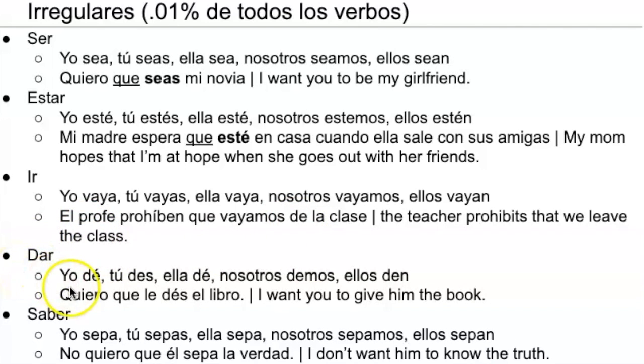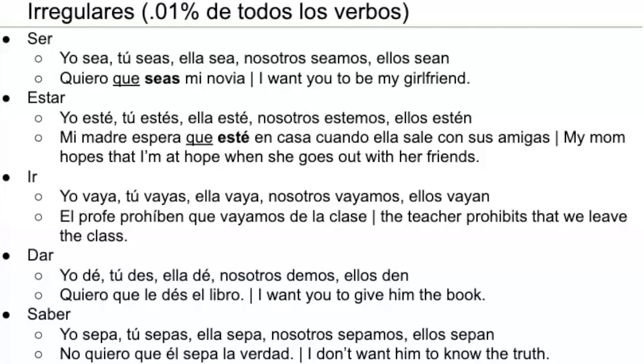Dar, yo des, ella dé, nosotros demos, ellos den. On the yo and then the singular form, there's accents on the e. Quiero que le des el libro. I want you to give him the book. Saber, sepa, sepamos, sepan.